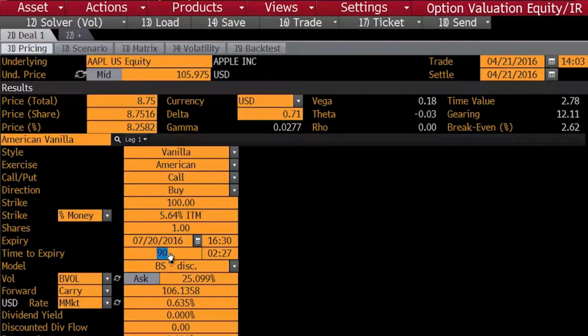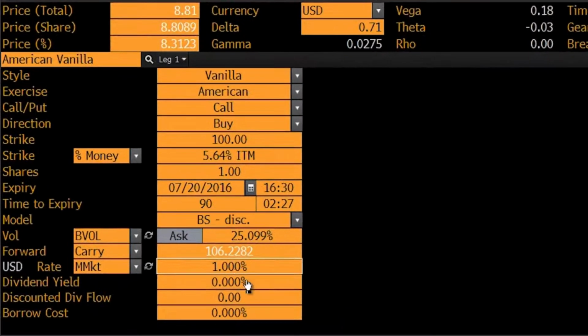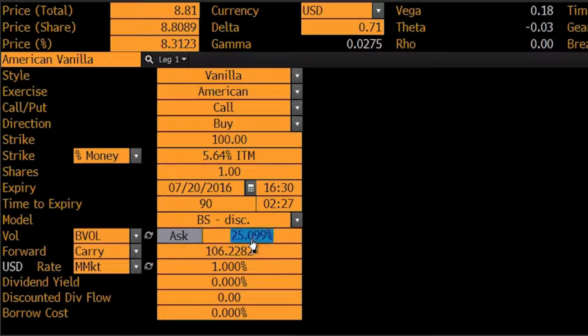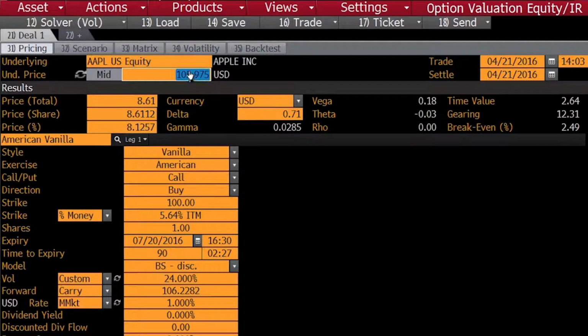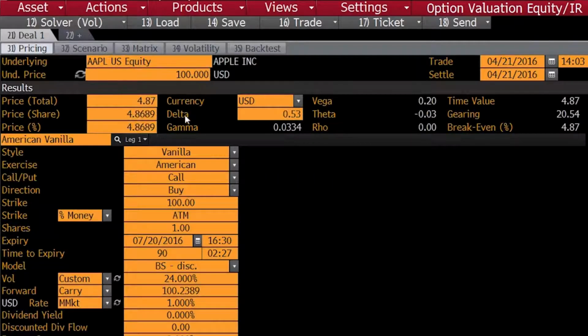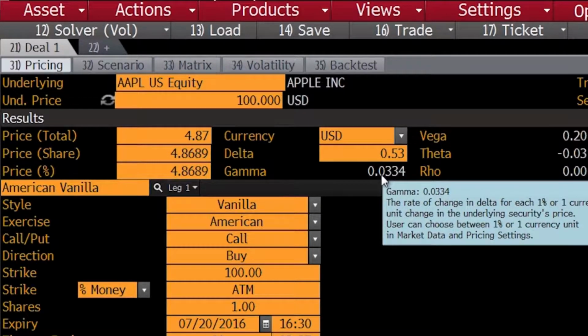Now in the question it talks about the option having a strike of 100, 90 days to expiry, an interest rate of 1%, a dividend yield of 0%, and a forecasted volatility of 24%. And the underlying stock is at 100. Okay, so I have entered all of my inputs, and my output is an option price of 4.87, which has a delta of 0.53 and a gamma of 0.03, just like the question says.